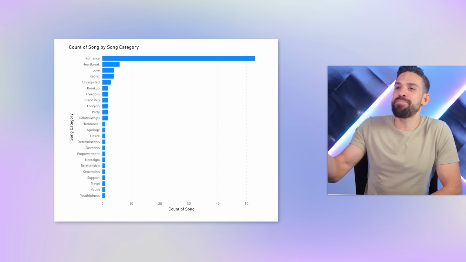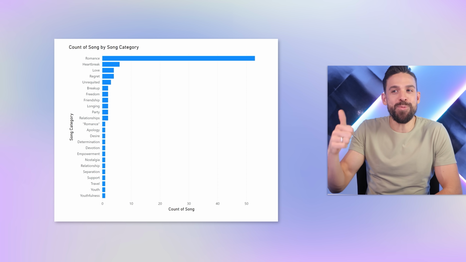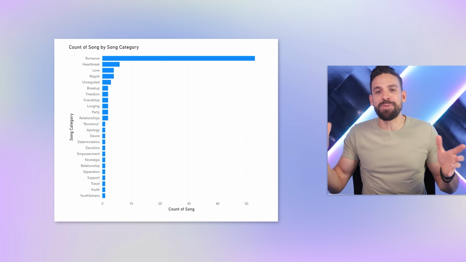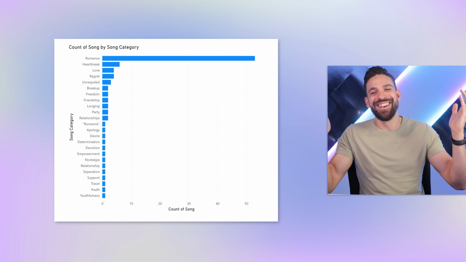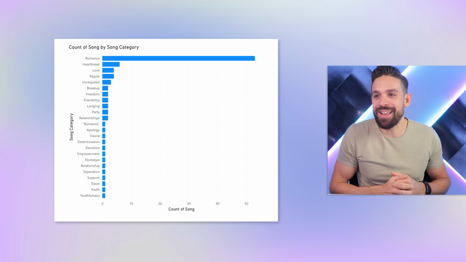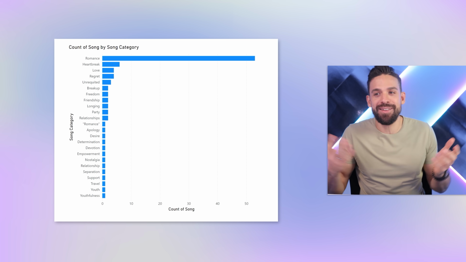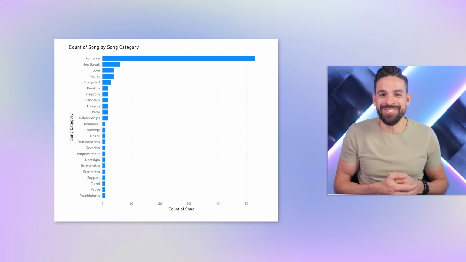Now, as you can see in this bar chart, at the top, we have romance, heartbreak, love. That's what most songs of One Direction are about. Who would have ever thought? Now, of course, then there are some remaining categories like party, determination, empowerment, but that's just a small part.